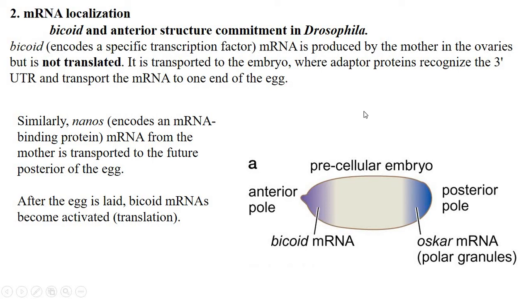Now, there is another mRNA, nanos, another gene. This nanos encodes an mRNA binding protein. The mRNA for this nanos from the mother is also transported to the future egg. It's transported to the posterior part of the egg. Here, where it shows oskar mRNA, just think about it, nanos will also be here. So bicoid in the anterior, nanos in the posterior. Once the egg is laid, this bicoid mRNA becomes activated. That means it becomes translated. It makes that specific transcription factor that it is destined to make.